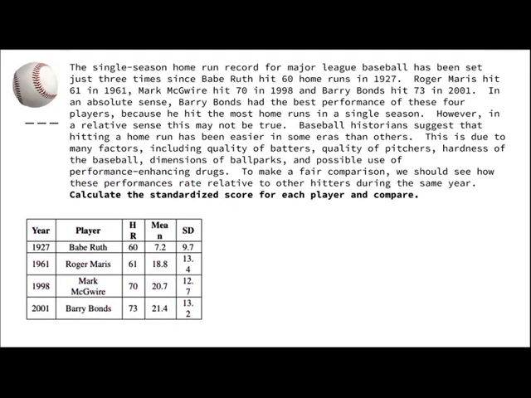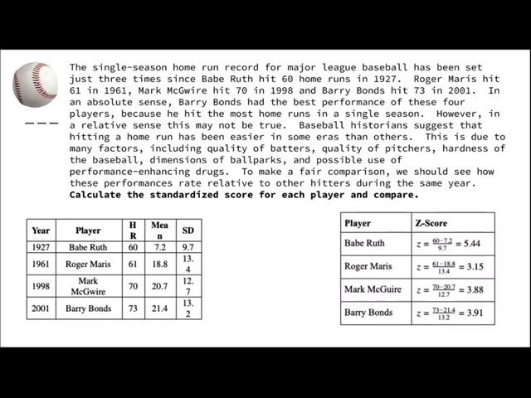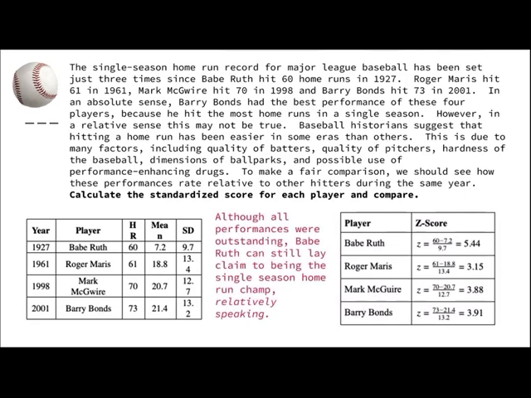So notice how on this chart, I have their hitting record, the mean, and the standard deviation. Again, I'm going to use my Z-score formula to figure out how many standard deviations away from the mean they are. Notice how when I do this, Babe Ruth comes out on top. Although performances were all outstanding, Babe Ruth can still lay claim to being the single-season home run champ, relatively speaking.